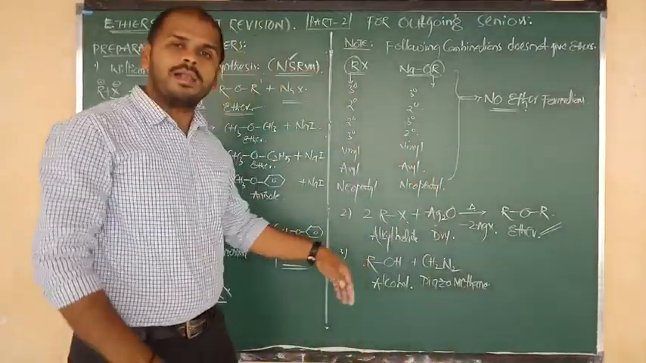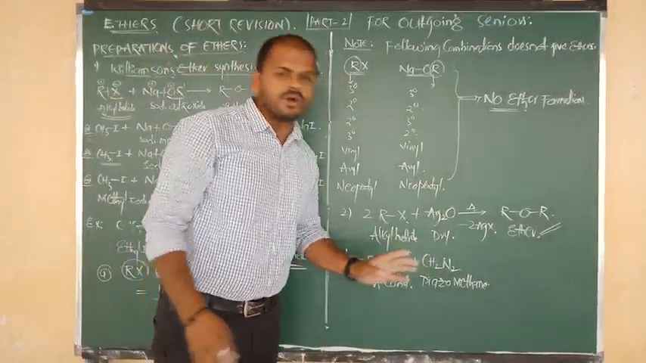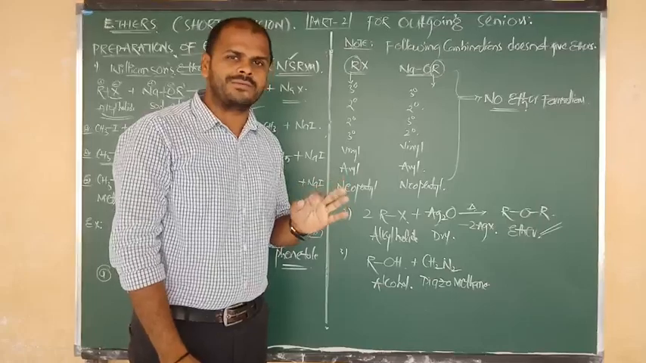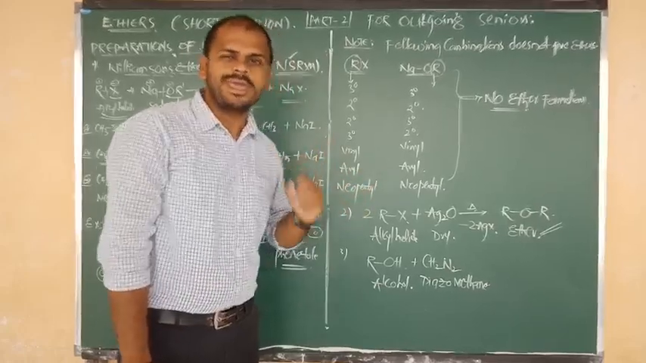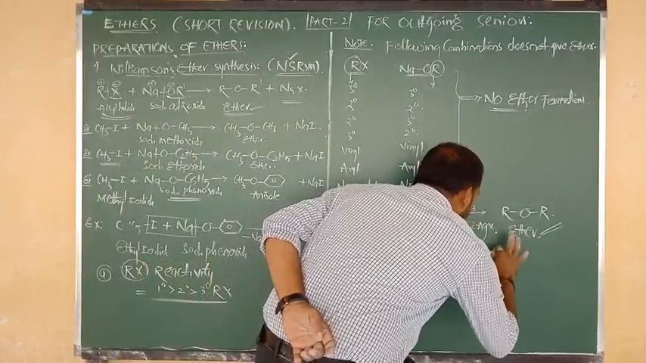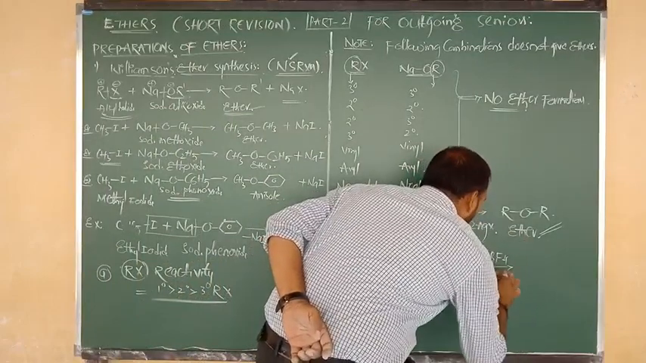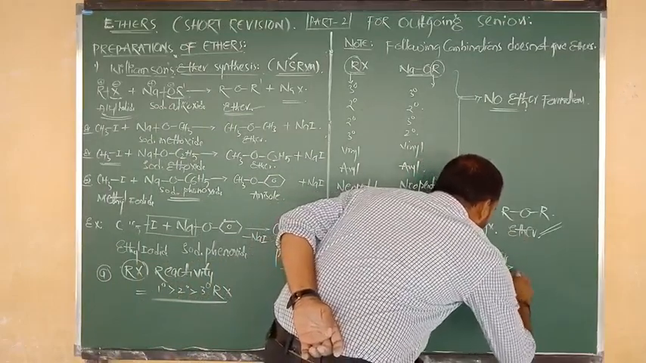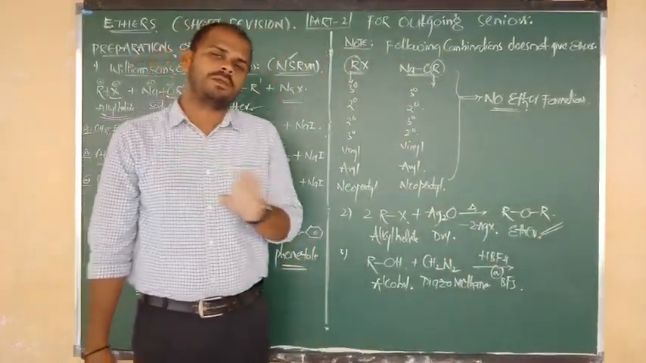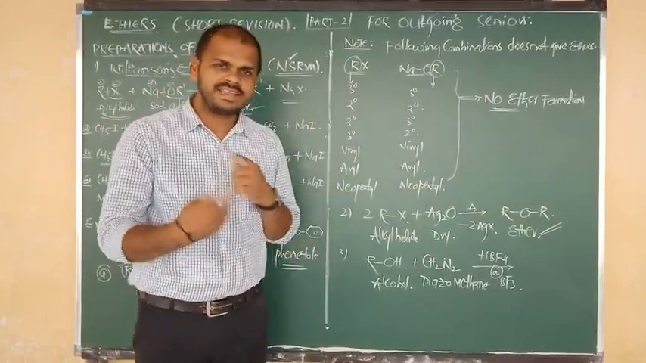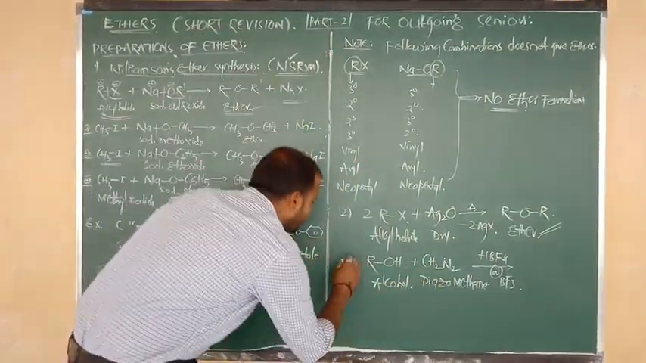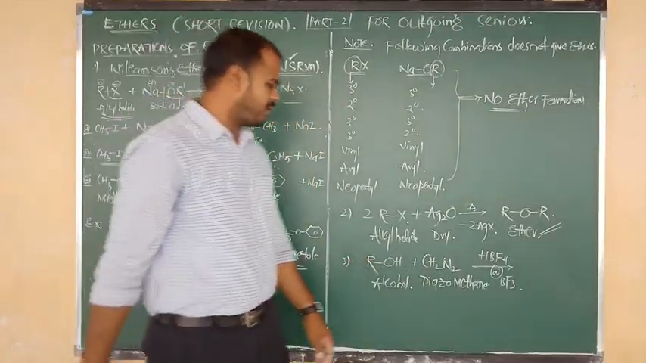So the reaction of alcohol with diazomethane is carried out only in the presence of tetrafluoroboric acid. Here we have to use a catalyst, that is HBF4, and we can also use another catalyst, that is BF3. Boron trifluoride we can also use. So once again, the statement: alcohols on reaction with diazomethane, this is your third preparation of ether.